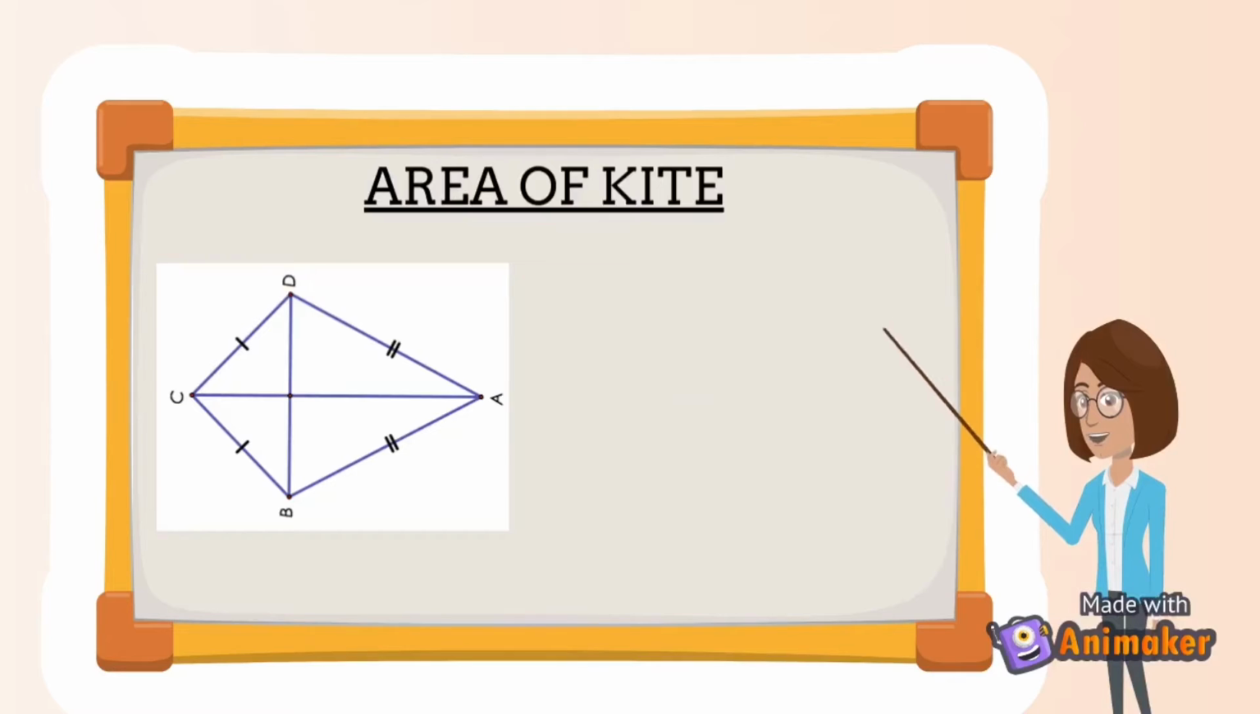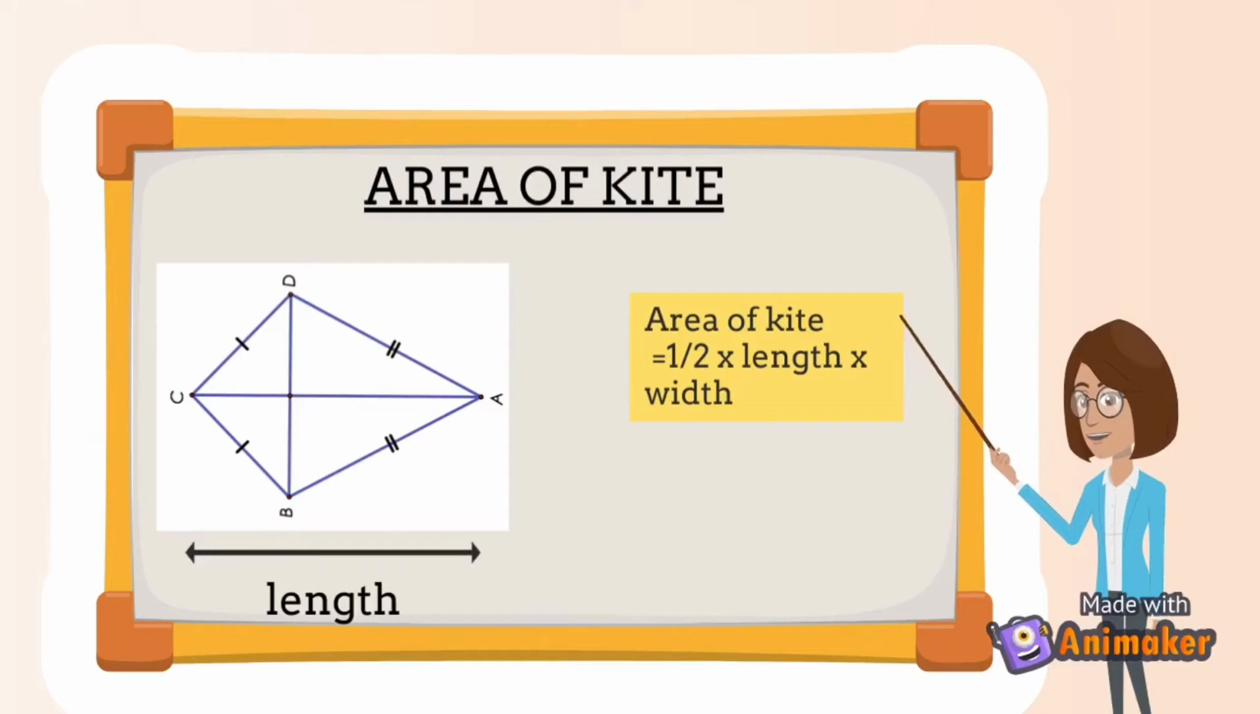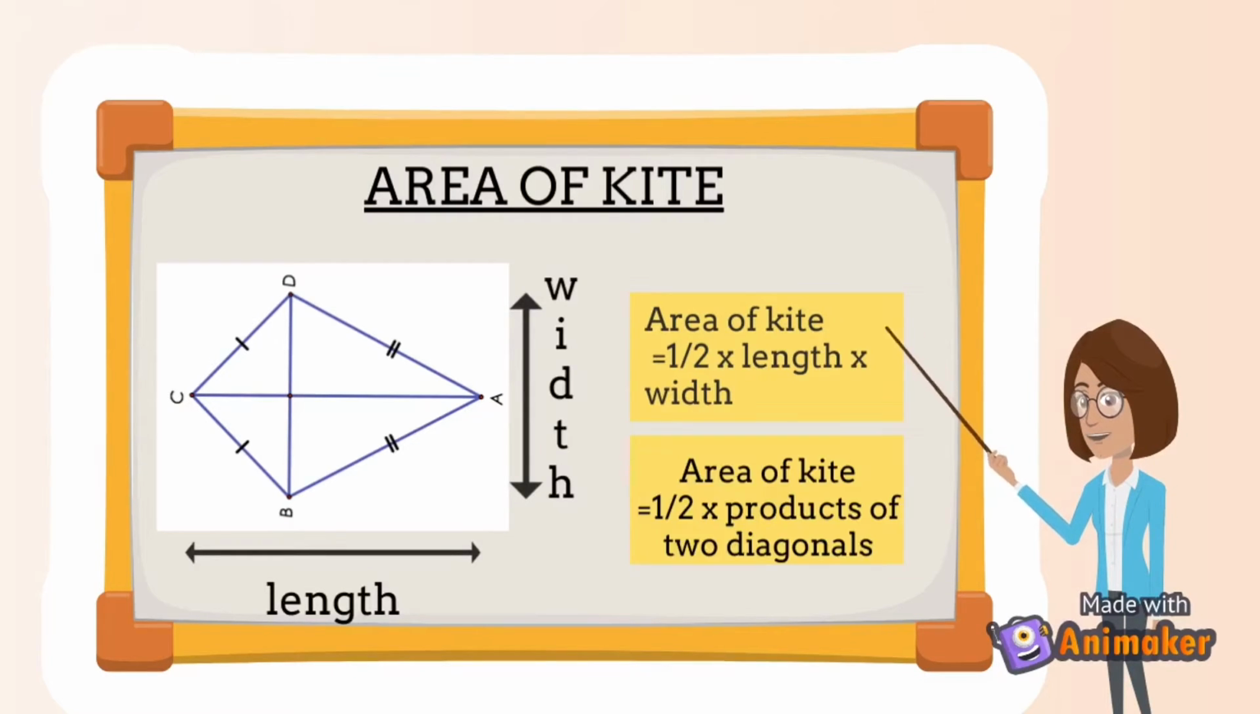To find the area of this kite, the formula is 1/2 times length times width. Diagonal AC represents the length and diagonal BD is referred to as the width. So, the formula of a kite is 1/2 times the product of the two diagonals.